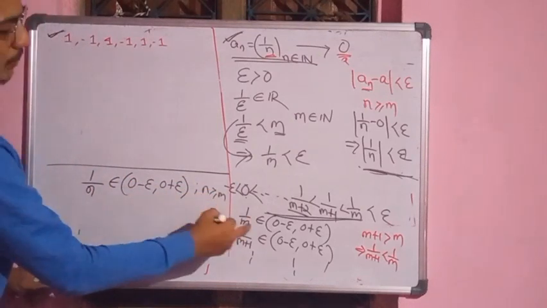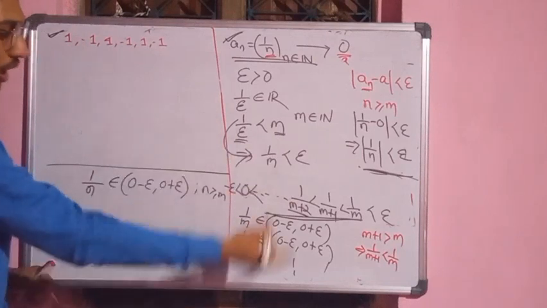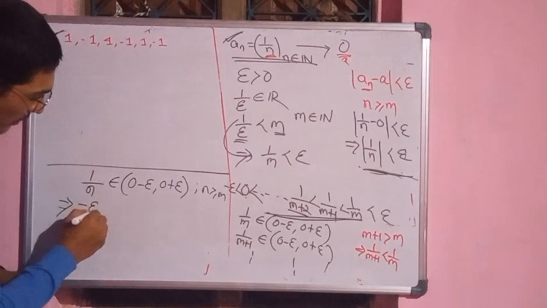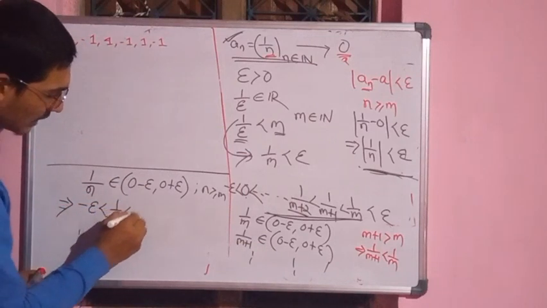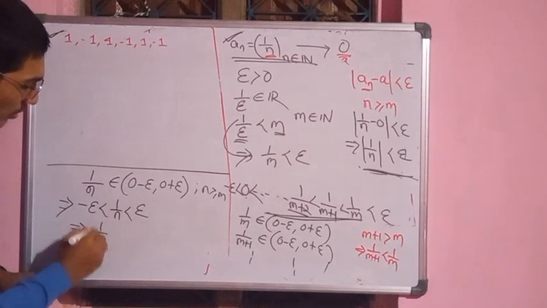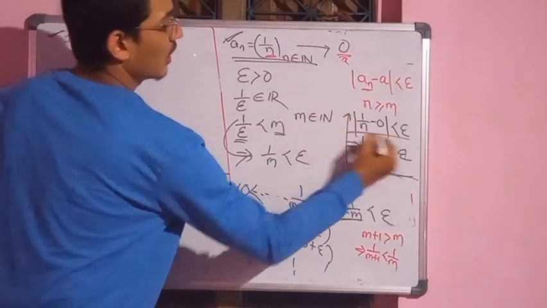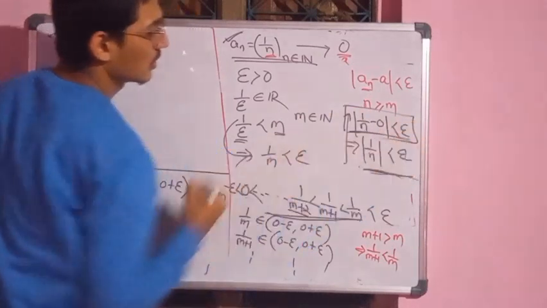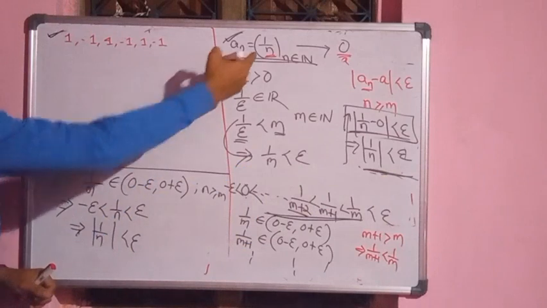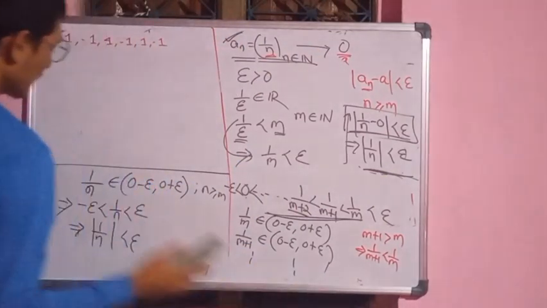See here, 1 by m is the m-th term, then the m plus 1 term, then the m plus 2 term, all are residing within this limit. Then I can write minus epsilon less than 1 by n less than epsilon. By using mod, I can write mod of 1 by n is less than epsilon. Then going this side you get this one. It is proved. So my sequence converges to 0. Understood? Let's come to the second question.